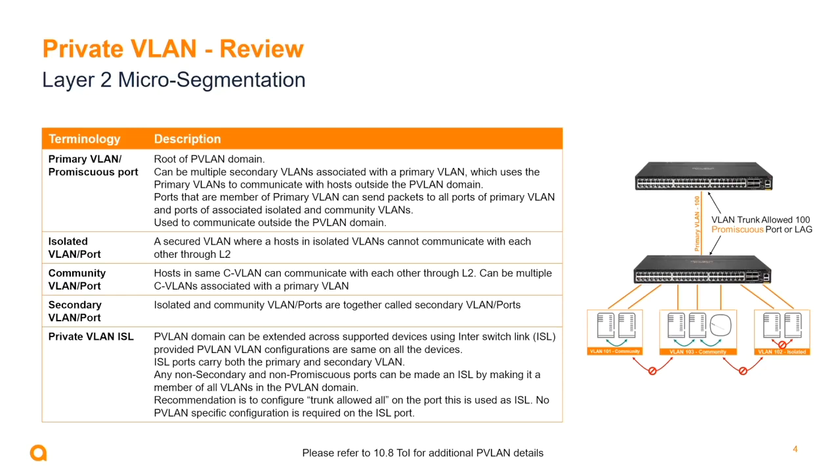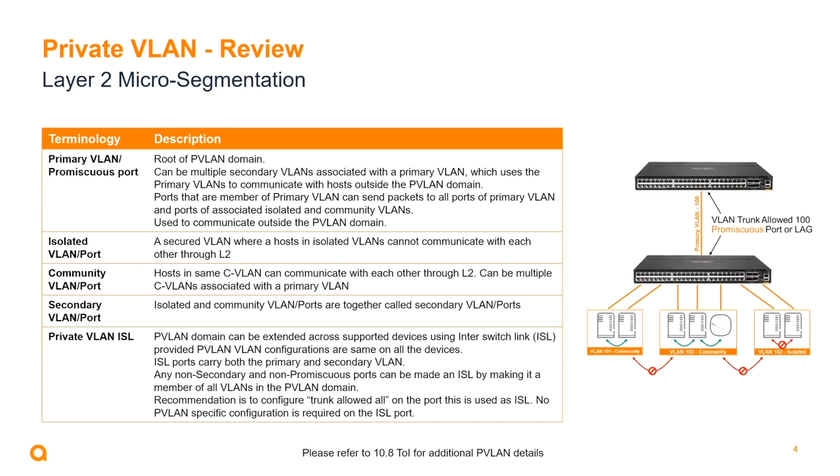A community port is going to be a host port that belongs to a community secondary VLAN. These community ports can communicate with other ports in the same community VLAN, as well as with that promiscuous port.